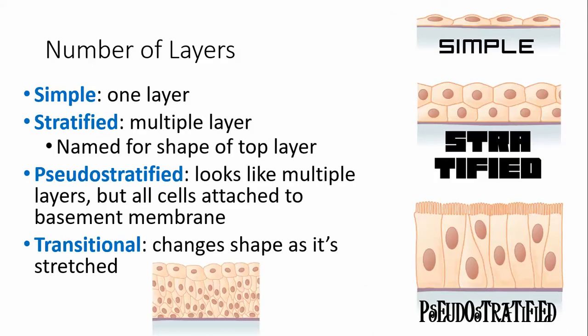Then, you can also name epithelial tissue for the number of layers that you find. If you find a single layer, it is going to be a simple epithelium. And then you usually combine that with the shape name to get a longer, more complicated name. For example, at the top, that's simple squamous epithelium. And it's usually the number of layers in the name followed by the shape of the actual cells.